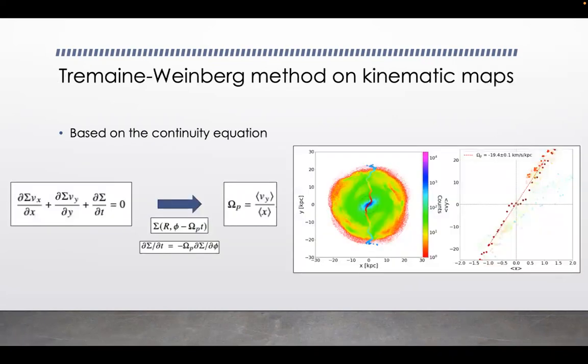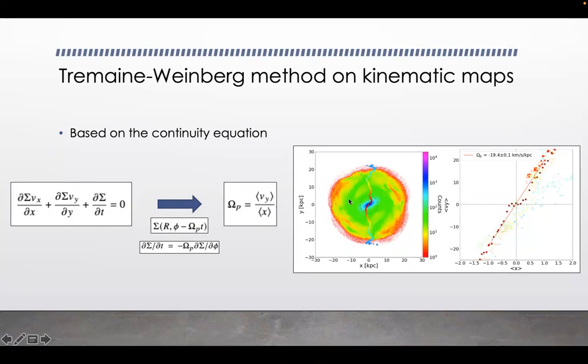So I'll just show you very preliminary results based on this Tremaine-Weinberg method on the kinematic maps. For those of you who are not very familiar, this is a classical method from the paper in '84 by Tremaine and Weinberg. It is based on the continuity equation and making some assumptions on the density distribution, so that in the end you can derive a pattern speed just by looking at the slope of the mean velocity and the mean density at a given direction, at a given line of sight.